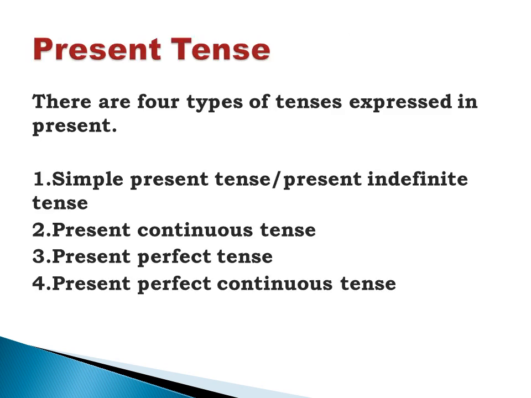We will deal with individual tenses now. The first and foremost, present tense. There are 4 types of tenses expressed in present. Simple present tense, which is also called as present indefinite tense, present continuous tense, present perfect tense, and present perfect continuous tense.